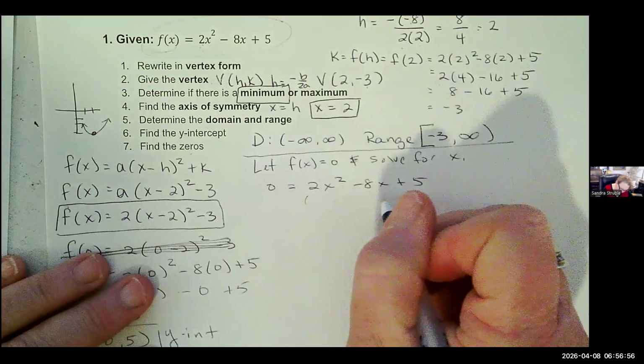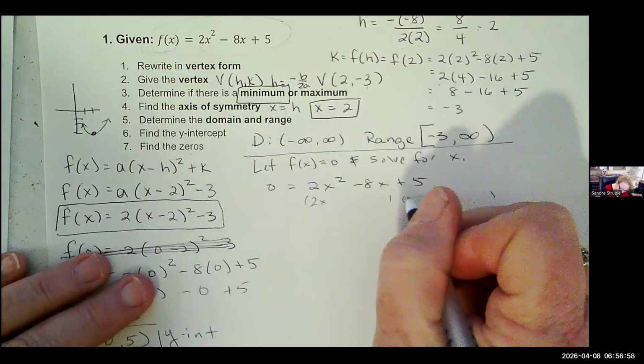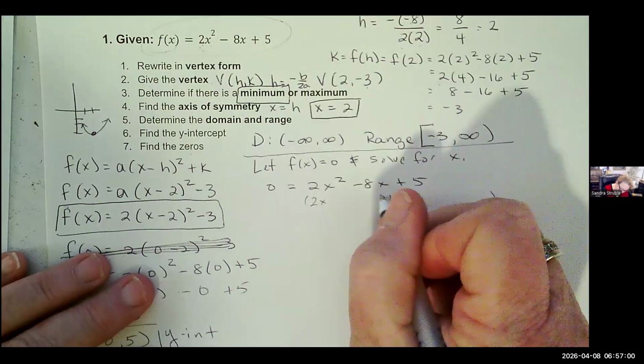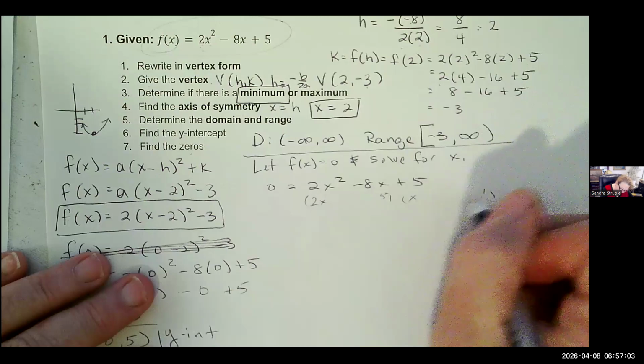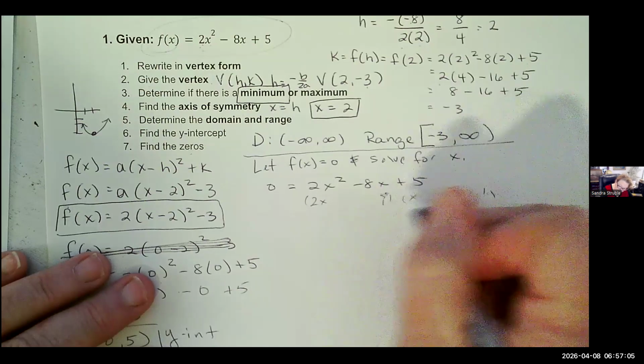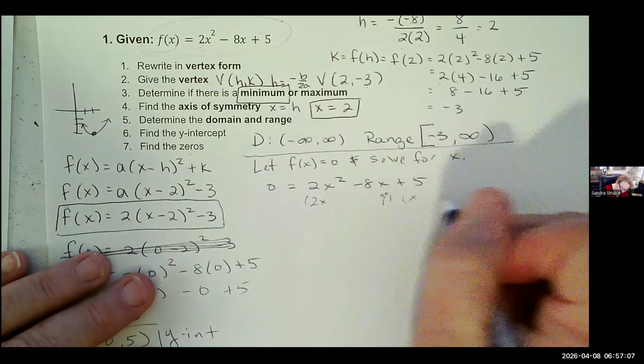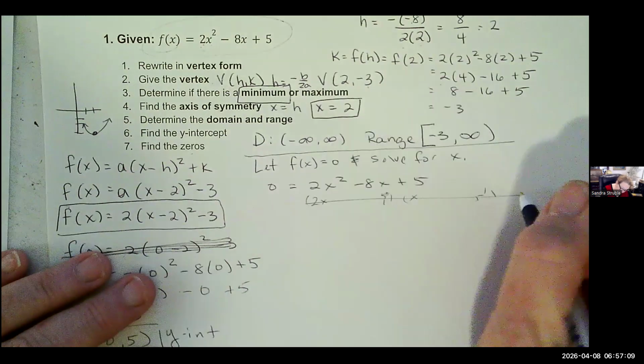2x, x. I'm going to try 5 and 1, 5, 2. Nope, that doesn't give me 8. How about 1 and 5, 10 and 1? Nope, that doesn't give me 8. So not factorable like this. I'm going to go straight to the quadratic formula.